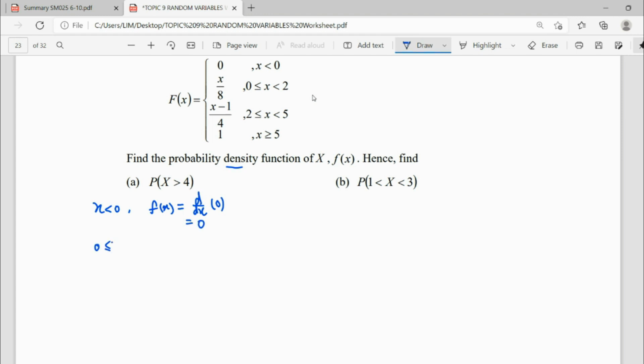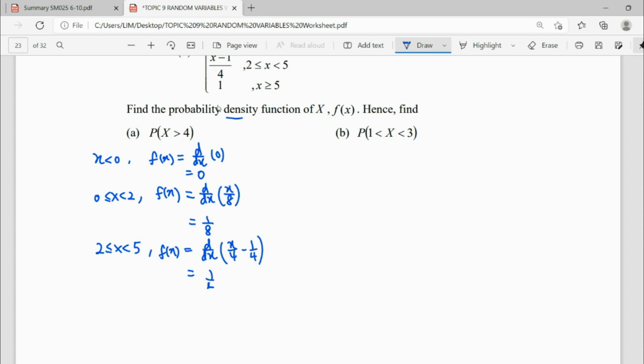So next interval, small f equals to differentiating x over 8. So it will give you 1 over 8. Then step number 3 will be the next interval, x between 2 and 5. So for this probability density function, we're going to differentiate (x minus 1) over 4. For this one, we might have a bit of difficulty, so we simplify it. It will be x over 4 minus 1 over 4. That will be easier. So differentiate x over 4, we get 1 over 4. Differentiate numbers, we get 0.